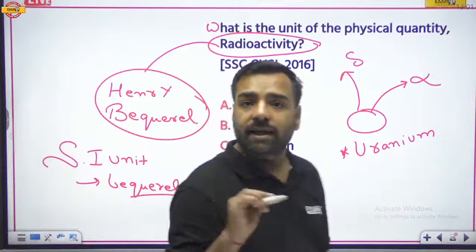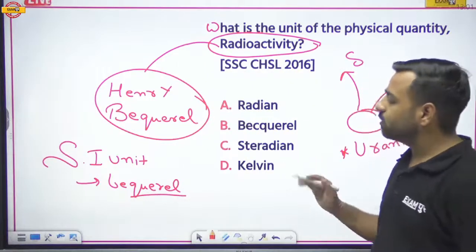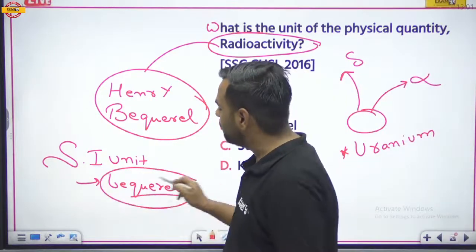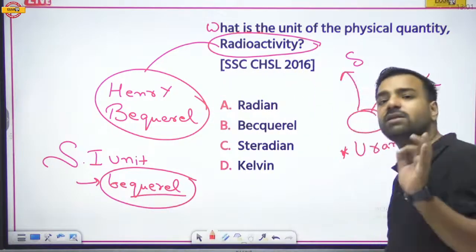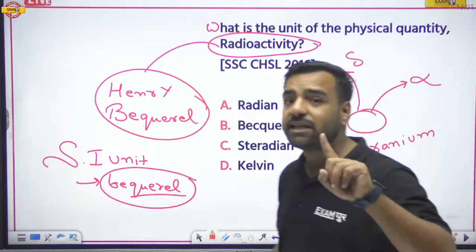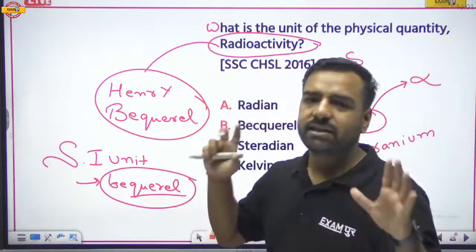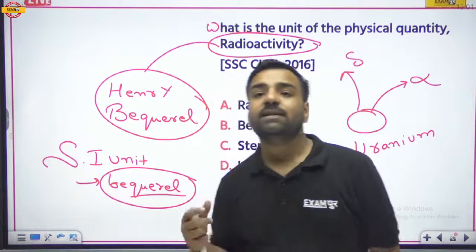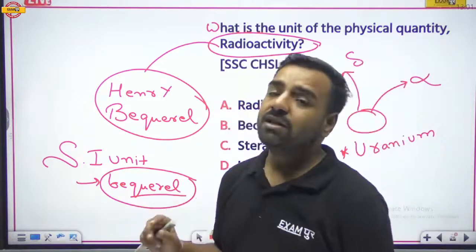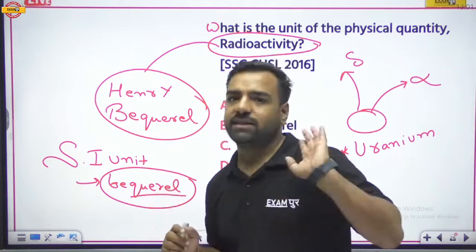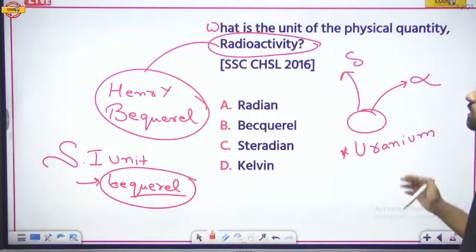Do not forget. And the most important thing is, becquerel is the SI unit. If I talk about other units, another unit is Curie also. But Curie is not the SI unit. It is actually a misconception. Some of us think that Curie is the SI unit. No, Curie is not the SI unit. The SI unit is becquerel. But yes, Curie is a unit, but not the SI unit. Simple. Okay. So here, what is the correct answer?